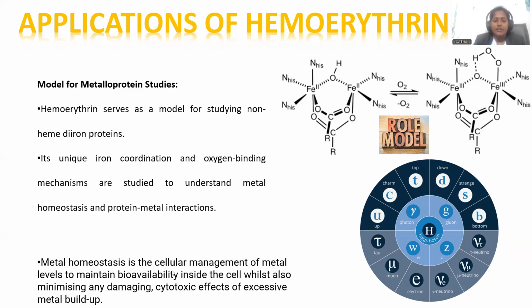Metal homeostasis is the cellular management of metal levels to maintain bioavailability inside the cell, minimizing damaging and cytotoxic effects of excessive metal buildup. Whenever metal is inserted between the proteins, that is called metal homeostasis, meaning the metal is managed to the extent it is required. That will be perfectly managed by hemerythrin when oxygenated, giving rise to a unique binding capability. Hence, we can say it is a model for metalloprotein studies. We can explore further.